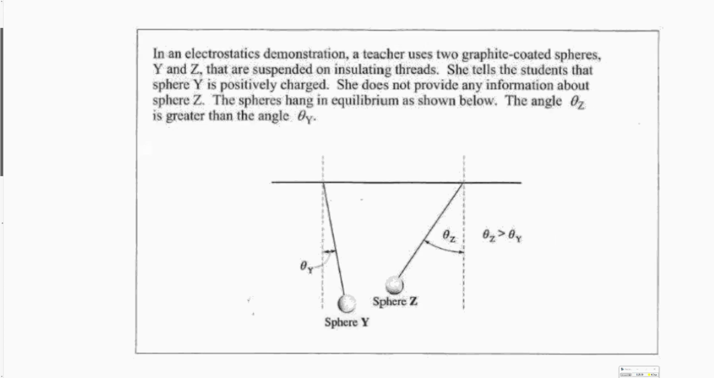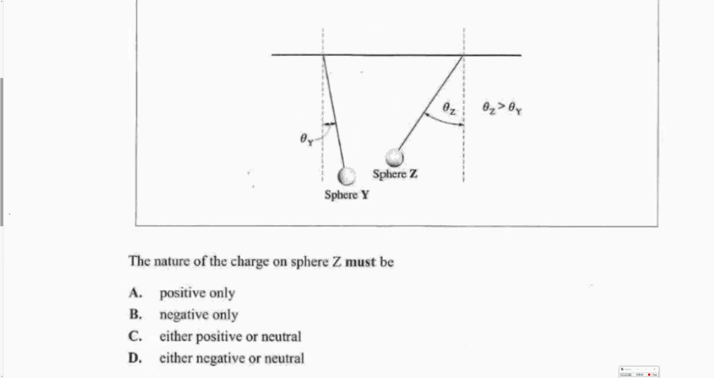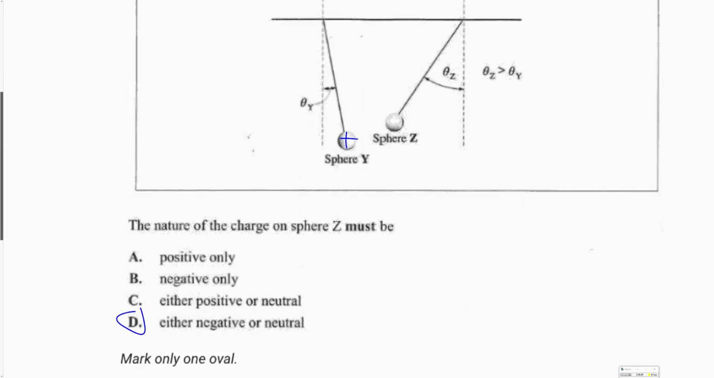Another question with this scenario, the nature of the charge on sphere Z. I think we said Y is positive, right? So what do we know about Z? What do we know that Z is not? Positive, because it would repel. It's attracted, right? So what could Z be? Negative? Could be negative, yeah. But positive will attract negative or neutral. So it's going to be D is our answer there, negative or neutral.